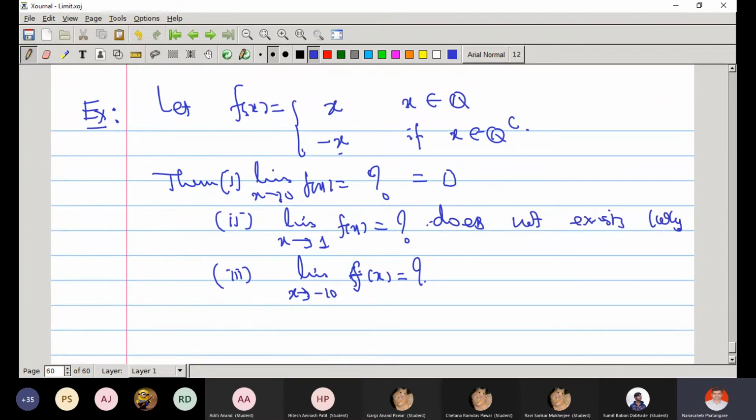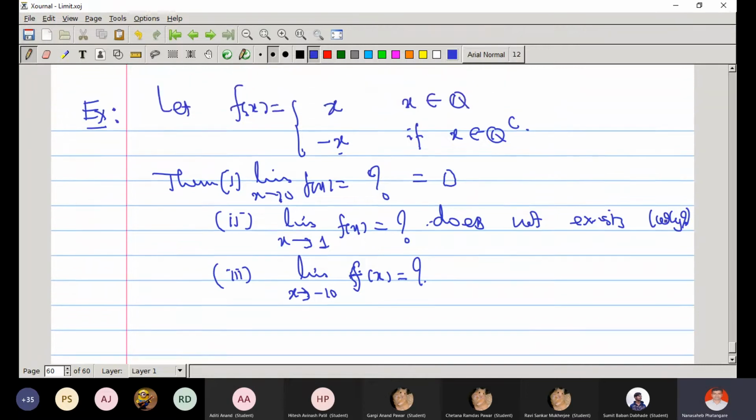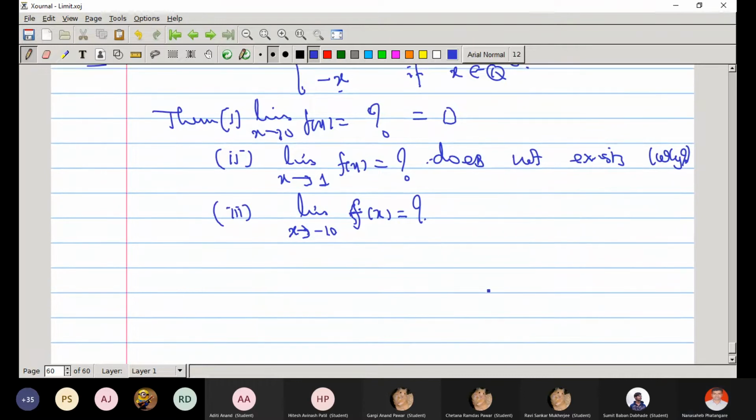Do you understand why? Yes, sir. Right. So for such a function, the limit exists where the value at rational and the value at irrational points agree. As we discussed in the previous session, rational values lie on the line y equals x, and irrational values lie on the line y equals minus x. Only where these two lines coincide, at 0, does the limit exist. Here the limit does not exist.